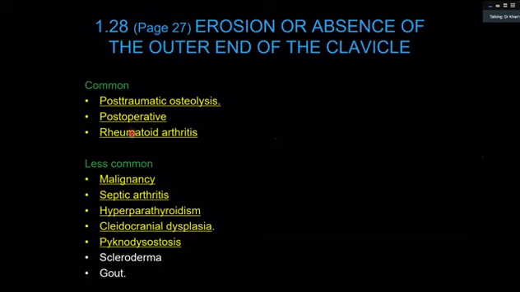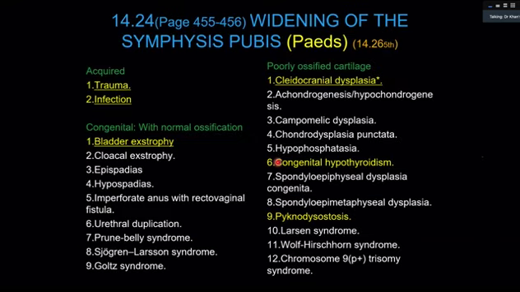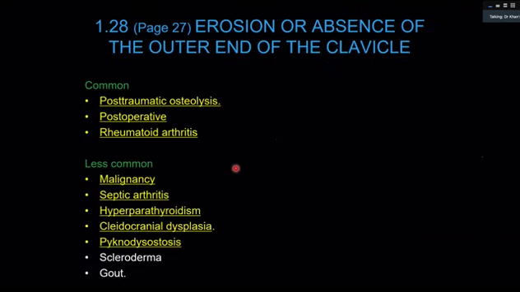Hyperparathyroidism, rheumatoid, all of these things are very, very important. But in this world, these two are critical: cleidocranial dysplasia and pycnodysostosis. So how do you differentiate between the two? There are some discriminators which I am going to teach you.